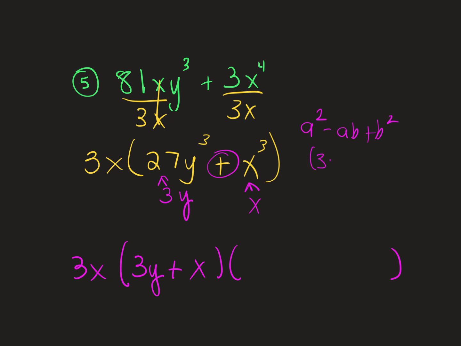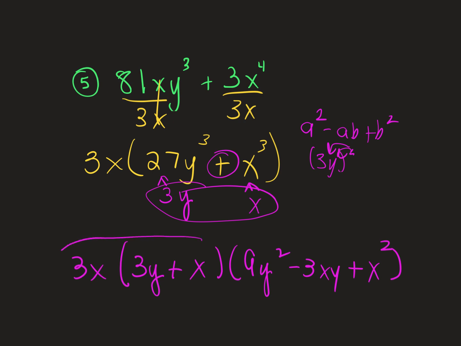So my a term is 3y. If I square that, that becomes 9y squared, because remember that 2 goes to the 3 and to the y. I'm going to multiply these two together so that I have minus 3xy. And then I have plus x squared, because we square our b term. And then we can circle our answer and say we are done.